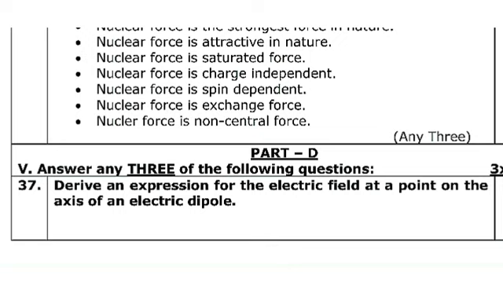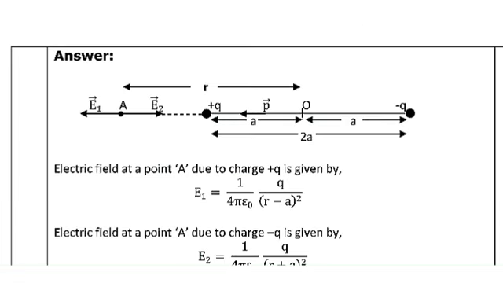Okay, next part D, question number 37. Derive an expression for the electric field at a point on the axis of an electric dipole. For the derivation, first we have to draw the diagram. After the diagram, let us start the derivation. First, let us write the expression for electric field at point A due to charge plus Q, and then electric field at point A due to charge minus Q.